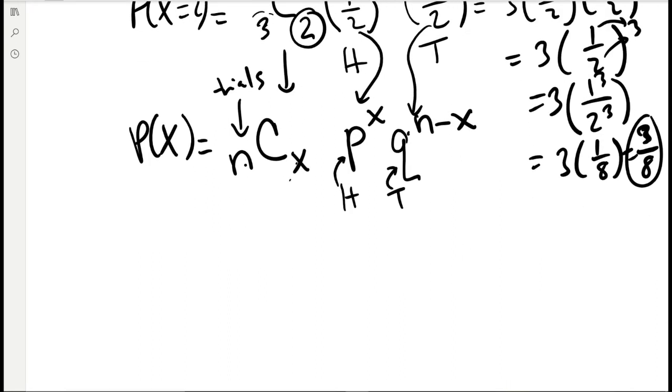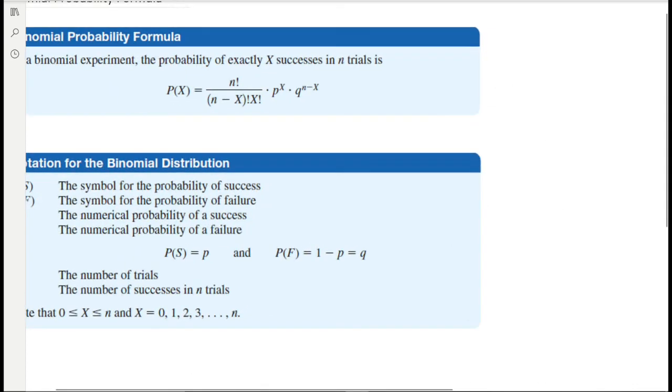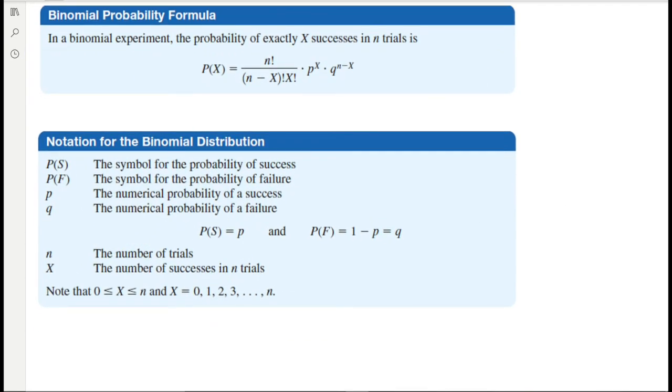All right, and there's my formula. We're going to go ahead and reiterate that formula in the next slide. So that is the binomial probability formula. In a binomial experiment, the probability of getting x successes in n trials is given by this formula. Now this may look different than the formula I wrote, but remember that this right here is considered to be the combination formula from Unit 4.